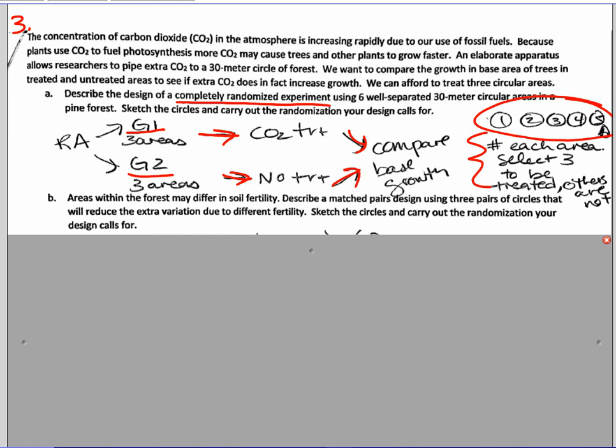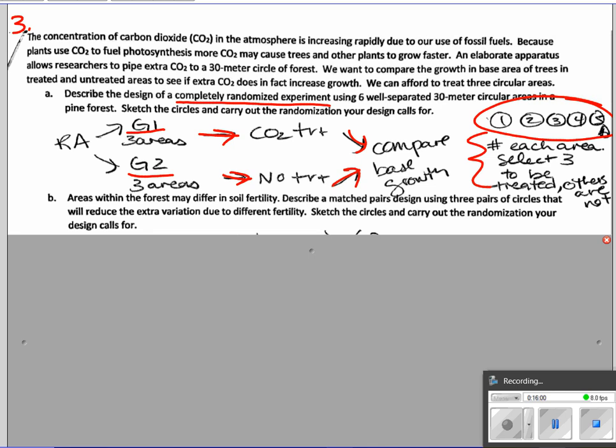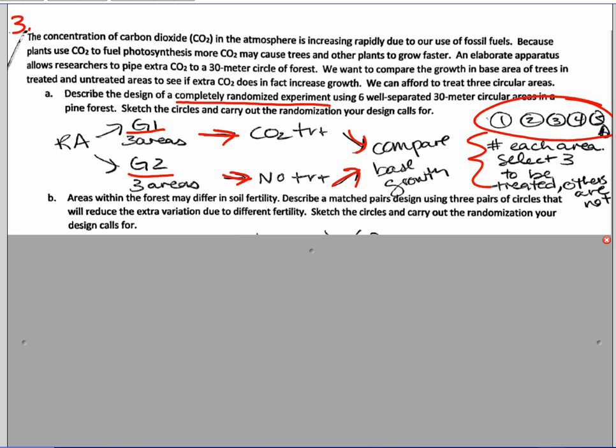Except for, in Part B, areas within the forest may differ in soil fertility. Describe a matched pairs design using 3 pairs of circles that will reduce the extra variation due to different fertility. Sketch the circles and carry out the randomization your design calls for.